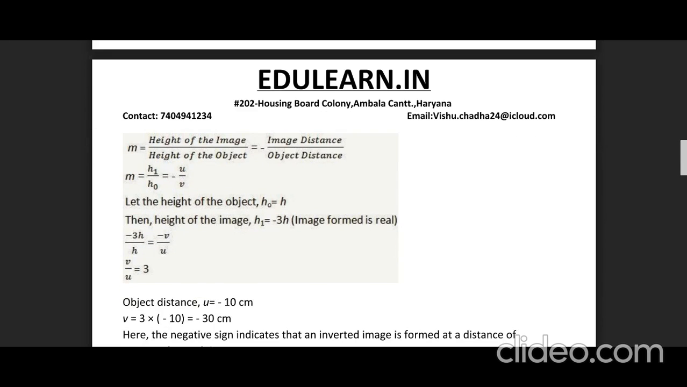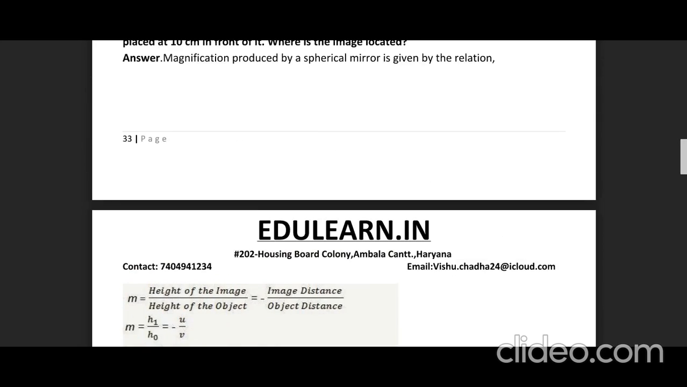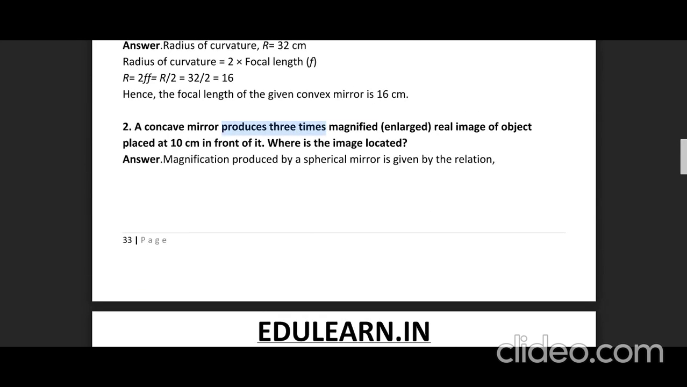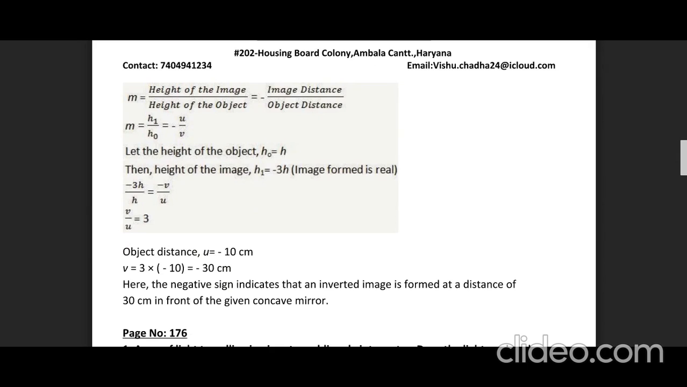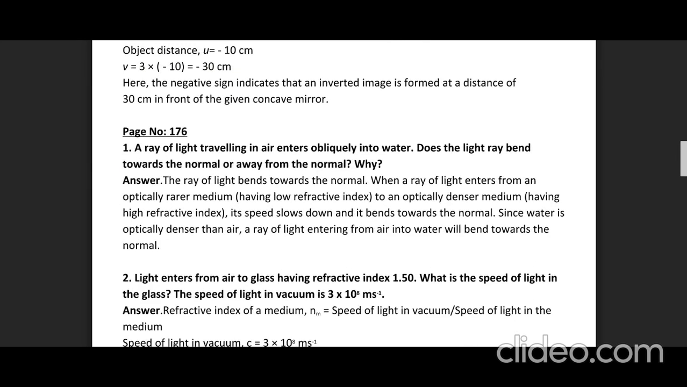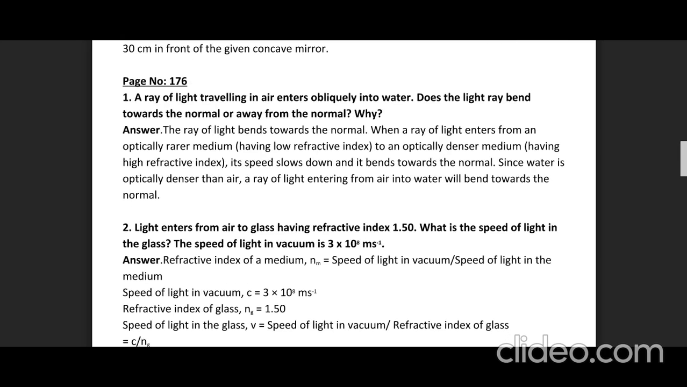So the same formula I have applied: h1 upon h, that is height of image upon height of object, is equal to minus image distance upon object distance. In the question itself they have given you that the image is 3 times magnified as that of the object. If the height of object is h, then the height of image will be 3h, right? So in this case we put down the values and we get the value as minus 30 centimeter, right?